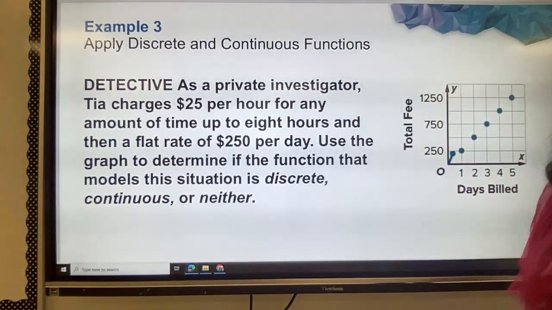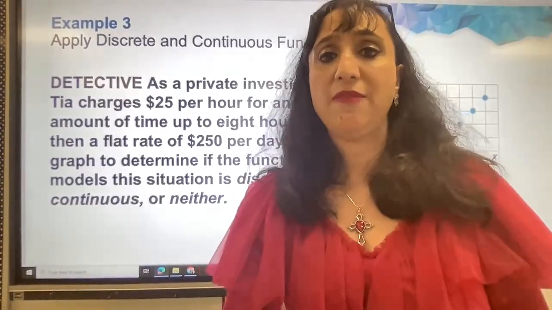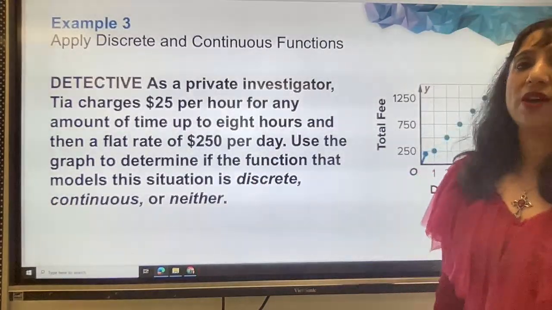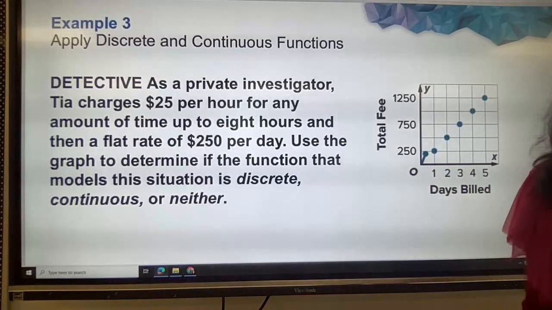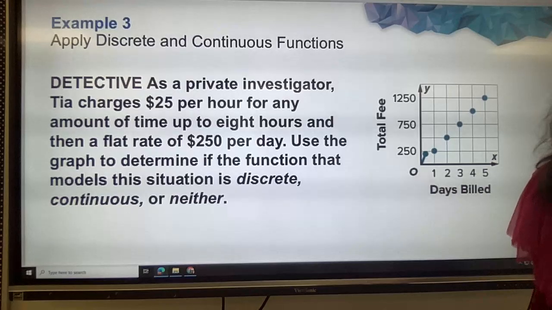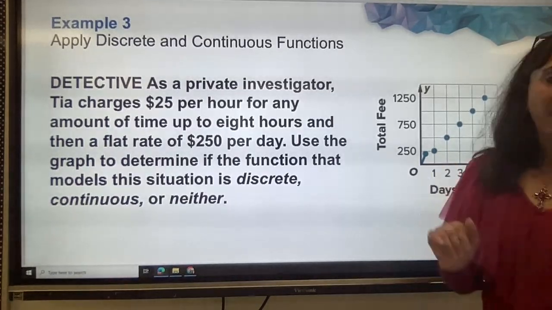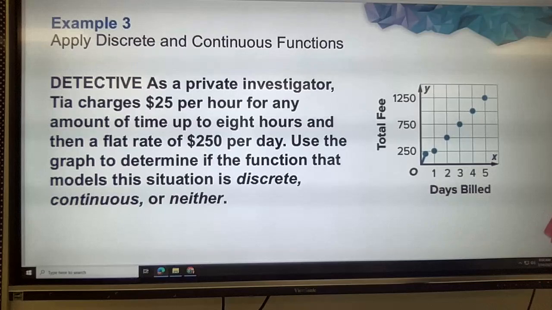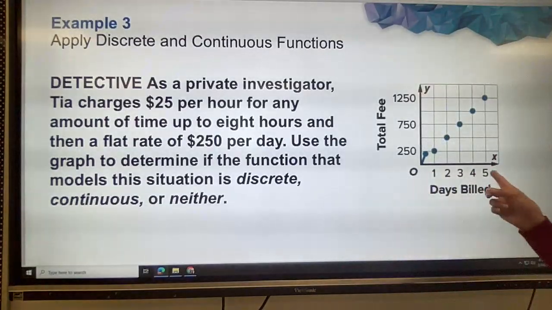Detective. As a private investigator, Tia charges $25 per hour for any amount of time up to 8 hours, and then a flat rate of $250 per day. Use the graph to determine if the function that models the situation is discrete, continuous, or neither. So, if I look at this graph, is it discrete? No, because the function is not made up entirely of individual points. It's not made up of individual points. Okay, so it is not discrete.